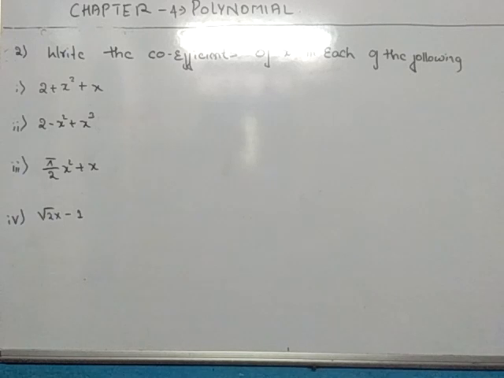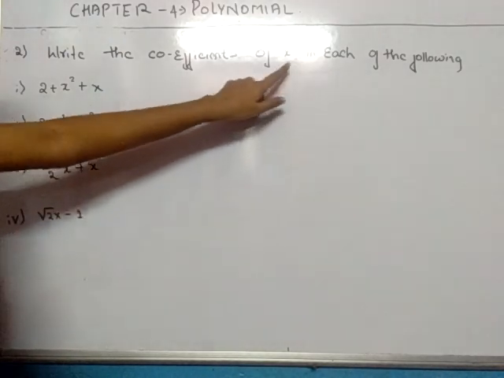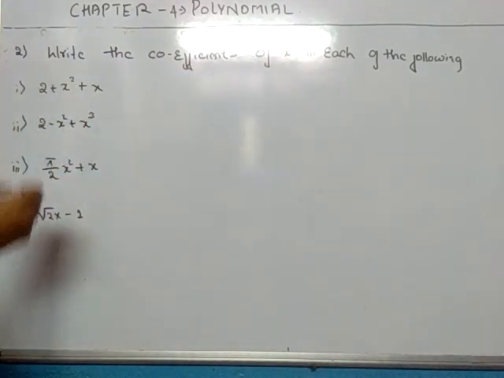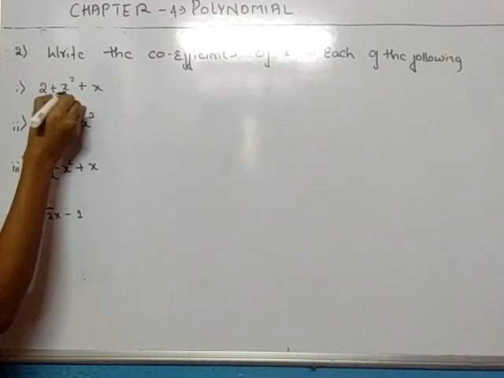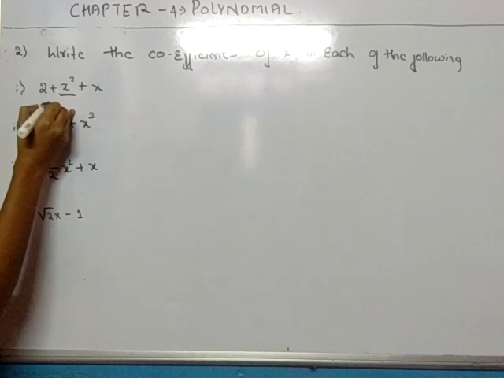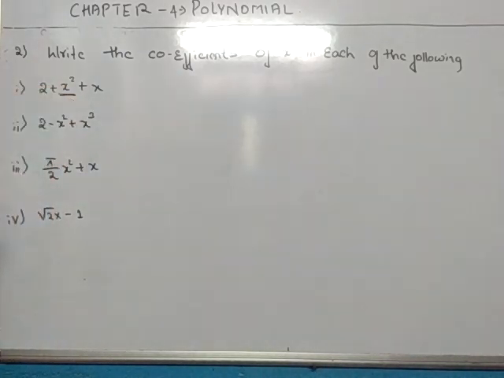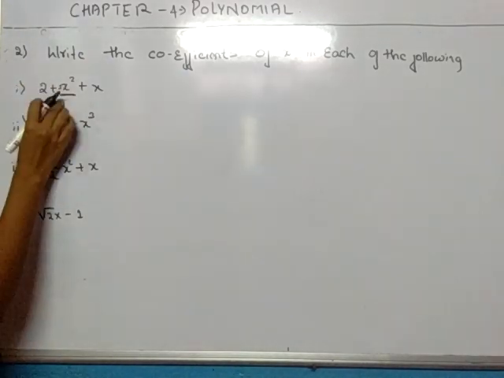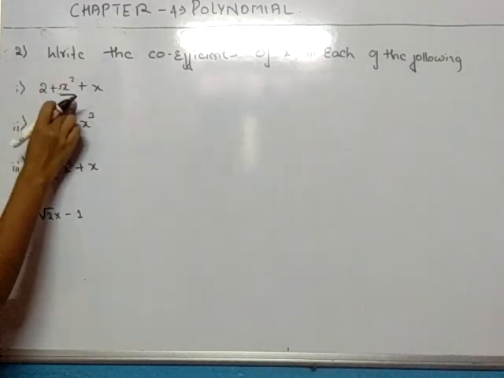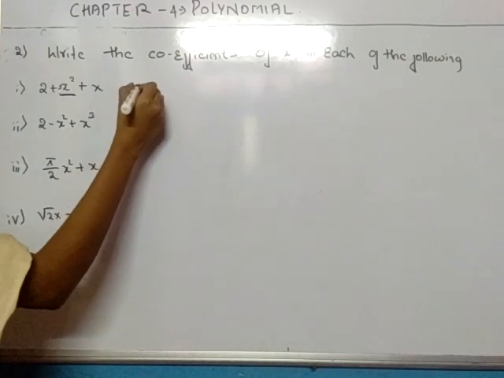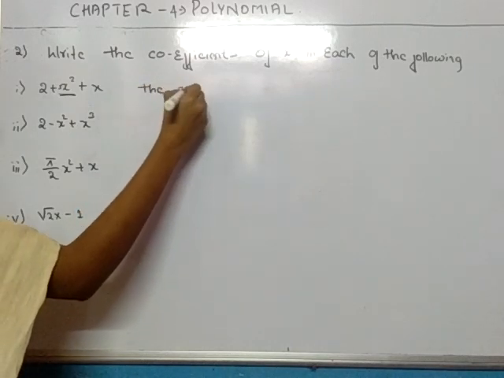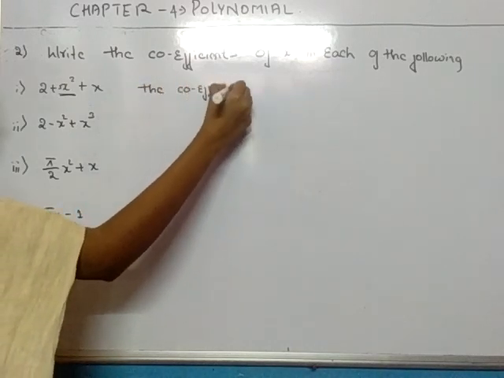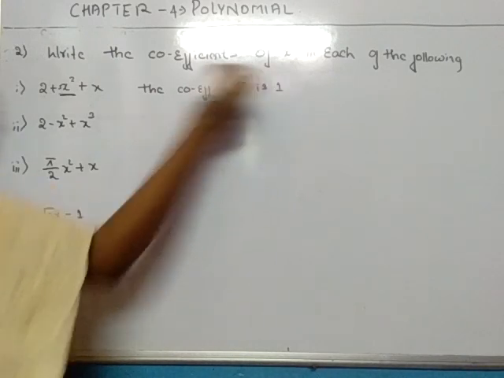Second main: write the coefficients of x square in each of the following. We have to write the coefficients of x square, meaning in the given equation we have to write the coefficient of x square here. x square is here, right? What is the coefficient of x square? As I told, if no number is present with the x, then it will always be 1, isn't it? So the coefficient of x square in this equation is 1. We'll write here: the coefficient of x square is 1, right?